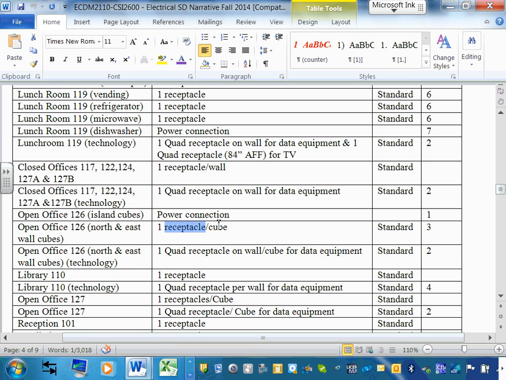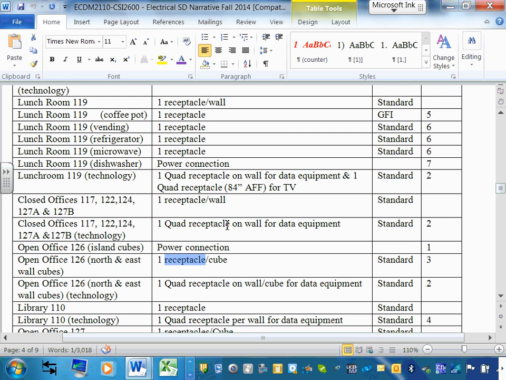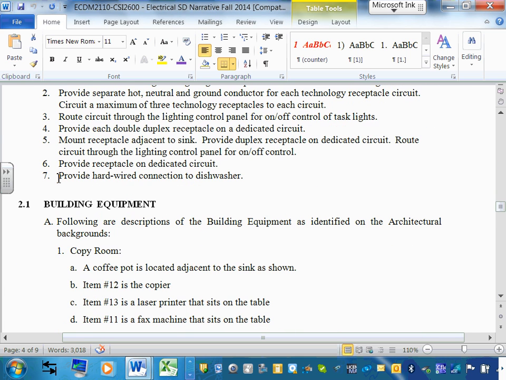Yes, sir. What was it in the notes? Like, right there, lunchroom 119, what receptacle, standard, 6 what? Okay, 6. Let's go to 6. Here's lunchroom. If you look at lunchroom vending machine, 1 receptacle, standard, 6. If you go down all the way to the bottom, here's note number 6: provide receptacle on dedicated circuit. Circuiting or other information. Everybody understand how to read that one, guys?